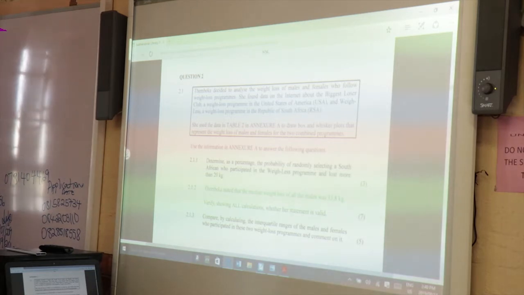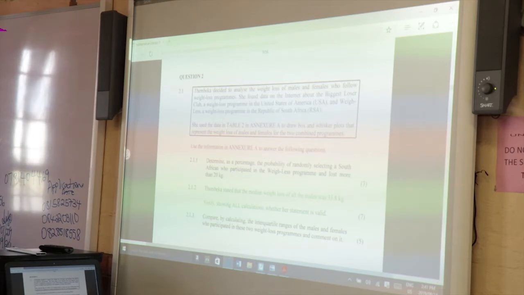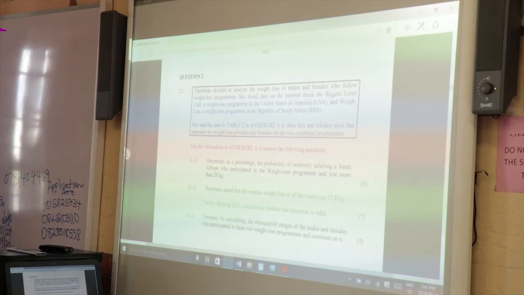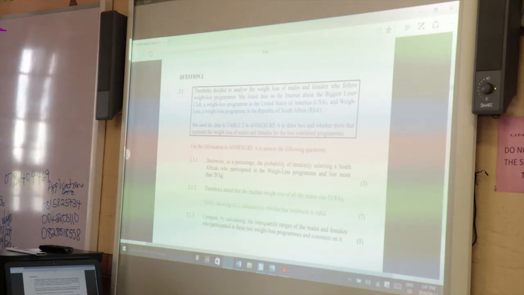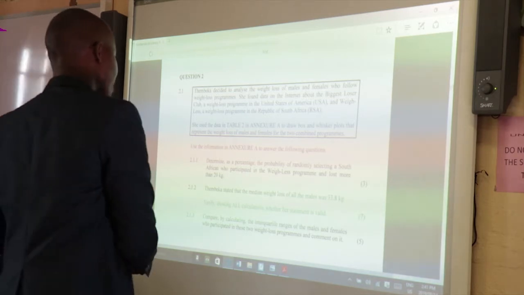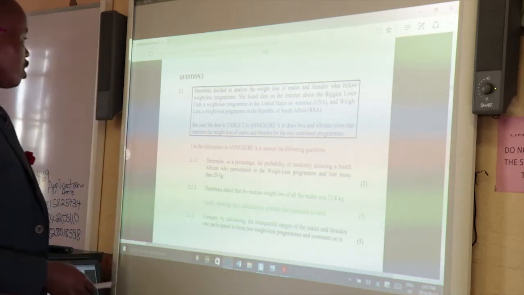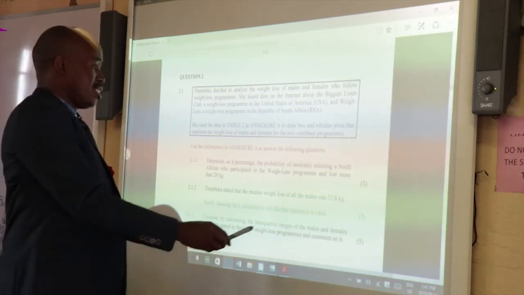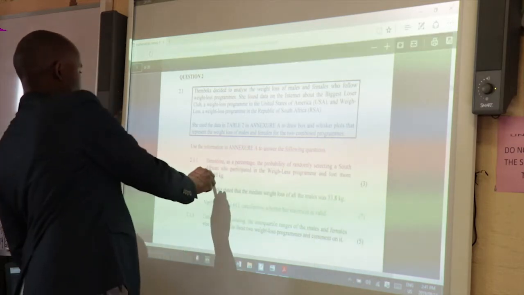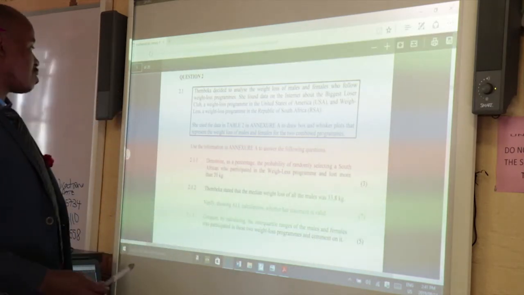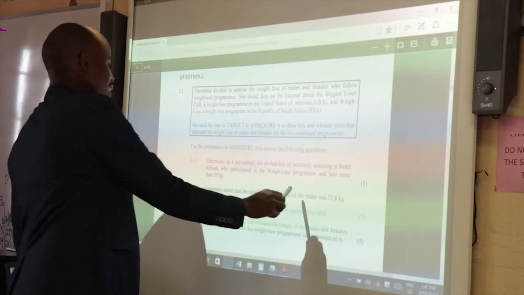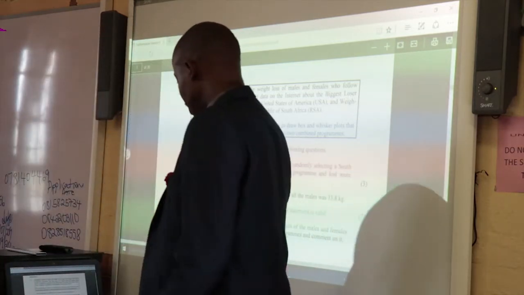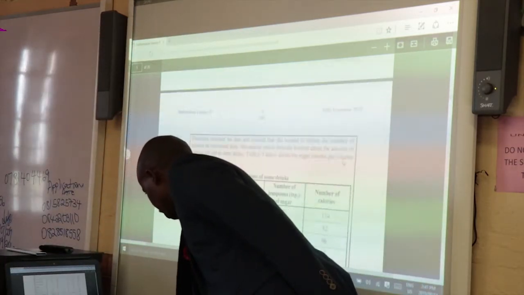2.1.1, determine as a percentage the probability of randomly selecting a South African who participated in the weight loss program and lost more than 20 kg. Let me open an extra. We are looking for a South African who participated in the weight loss program and lost more than 20 kg. Let's go to the annexure.